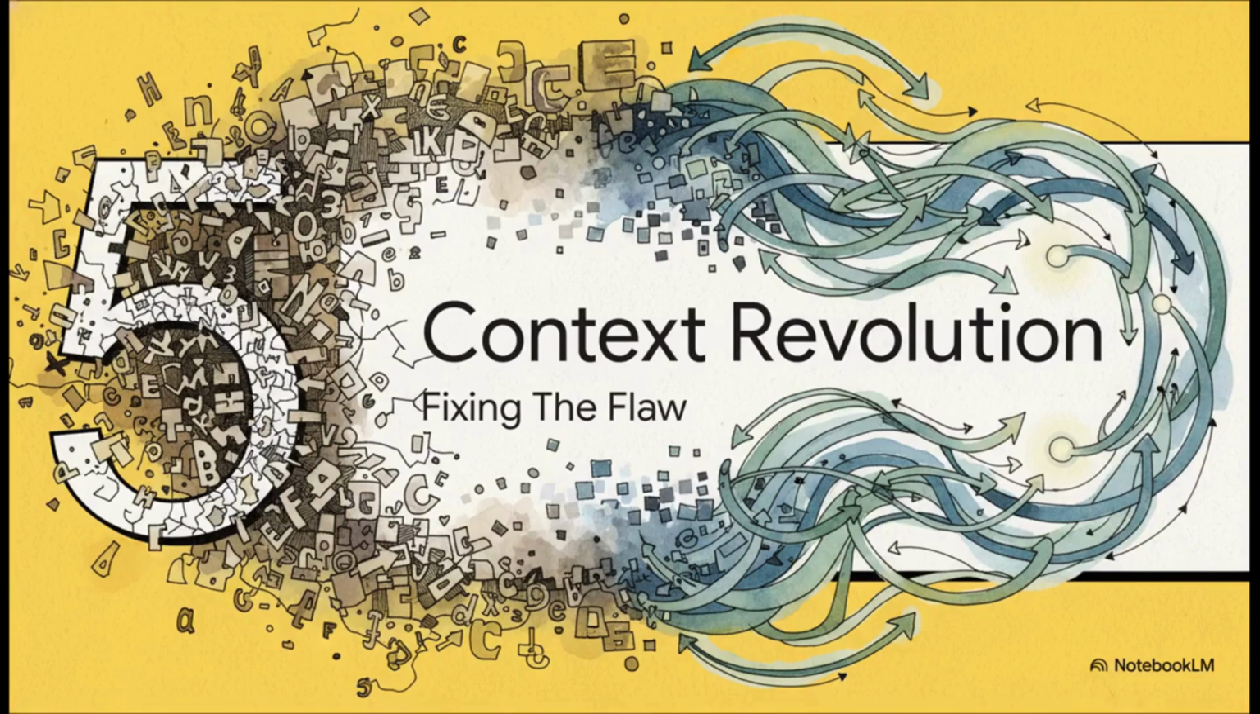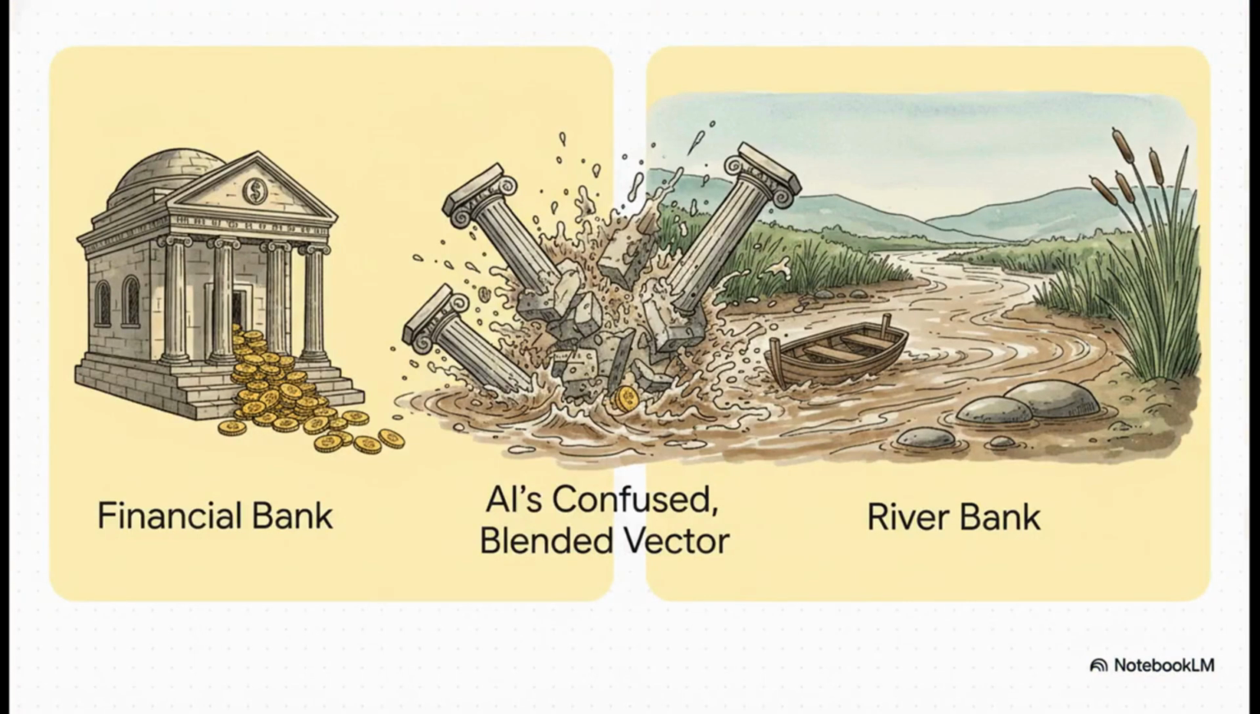Section 5, the context revolution, fixing the flaw. So, what could possibly go wrong with such an incredible system? The major flaw was polysemy, words that have multiple meanings. Imagine these two scenarios: depositing money in a financial bank versus sitting by the muddy riverbank. Classic embeddings like word2vec and GloVe gave the word bank only one static vector. They completely confused the two drastically different meanings, basically blending finance and mud into one useless average coordinate.